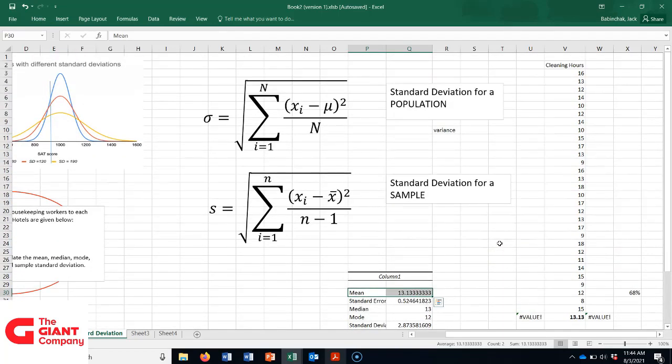So that's our lecture on what a standard deviation is. I know it was a little long, and I apologize, but it is such an important concept. We figured out how to get a standard deviation. We talked a little bit about its interpretation.